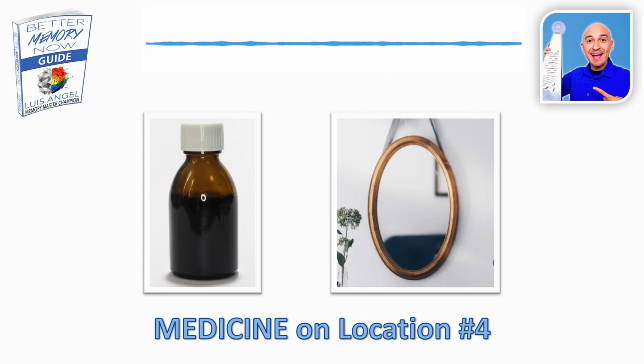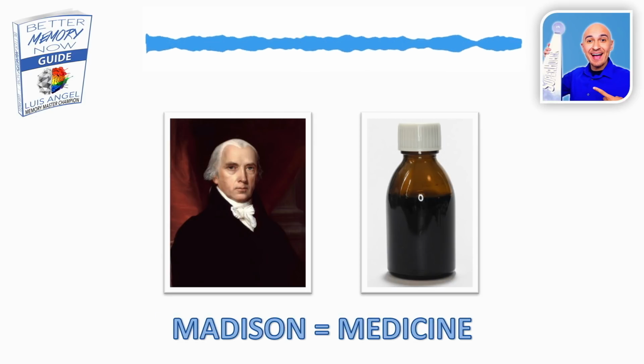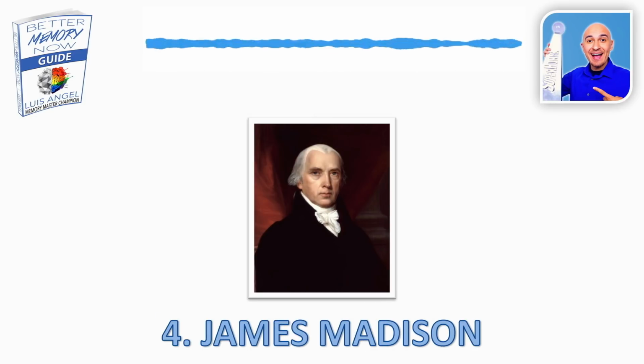And we're going to place that on the fourth location. What is that for you? For me, it's a mirror. So I'm possibly pouring that medicine all over that mirror. And then I'm licking it and it's really disgusting. Because now we know that whenever we see that location and we see the medicine on there, we're going to think of Madison. Medicine, Madison.